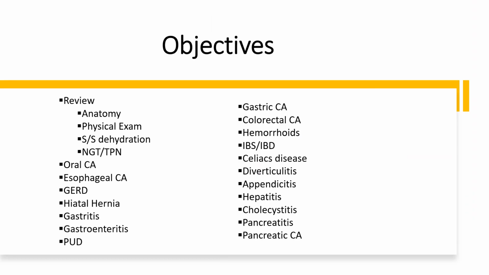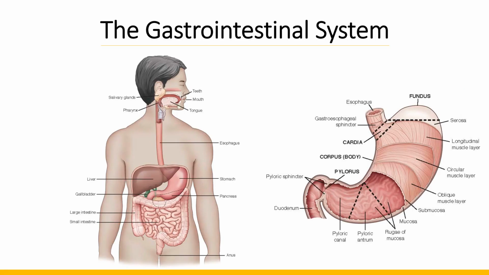It goes over the objectives. We're going to do a brief review of the GI system, oral cancer, esophageal cancer, GERD, hiatal hernia, gastritis, gastroenteritis, PUD, gastric and colorectal cancer, hemorrhoids, IBS and IBD, celiac disease, diverticulitis, appendicitis, hepatitis, cholecystitis, pancreatitis, and pancreatic cancer. Very brief overview. If you need more, then please refer to your F.A. Davis book.